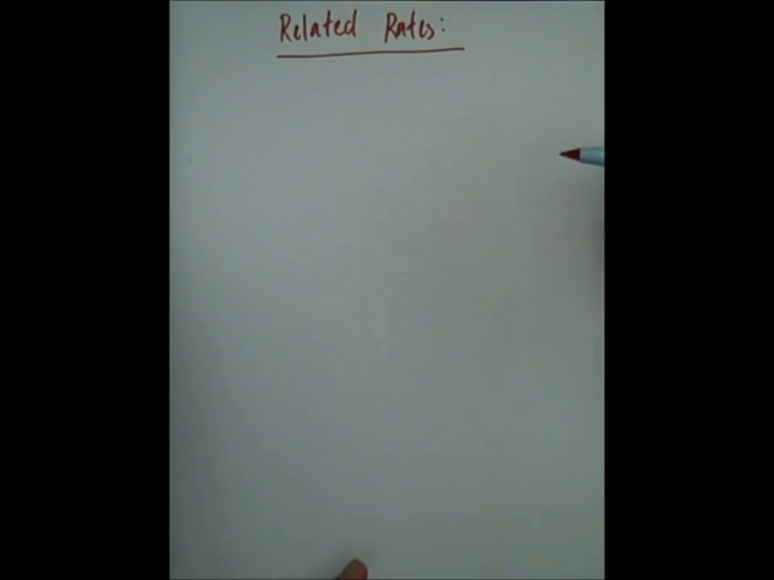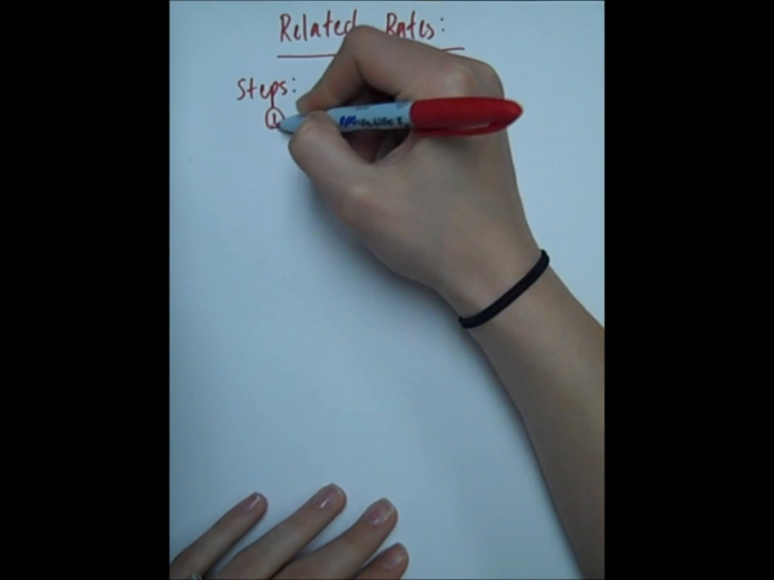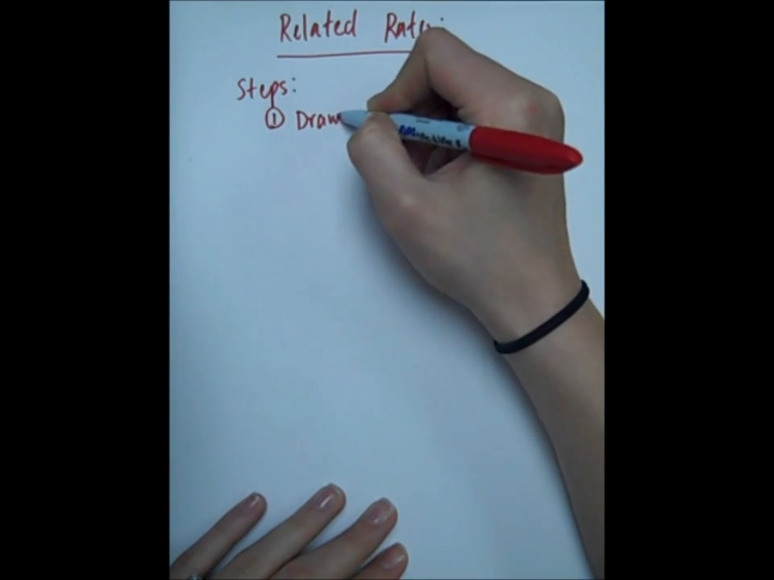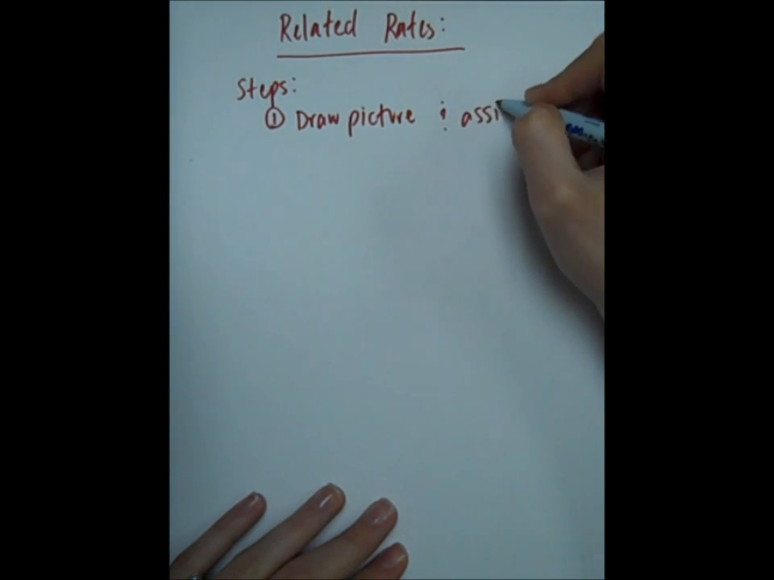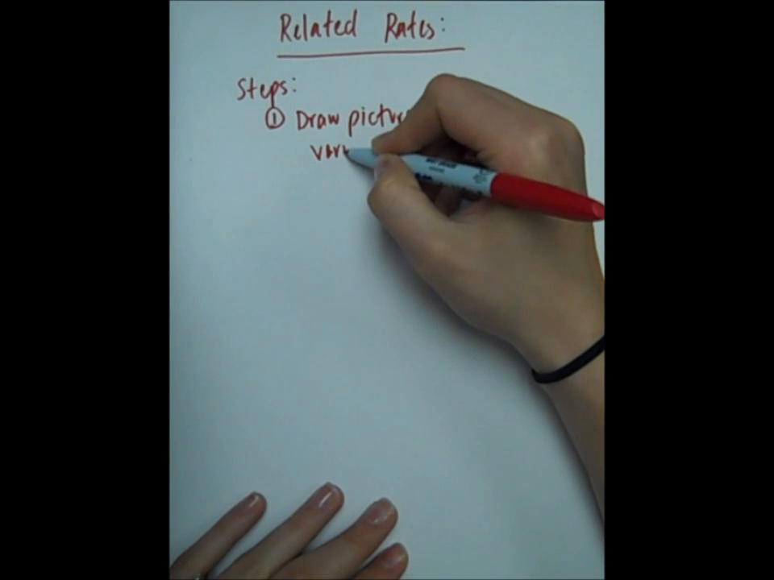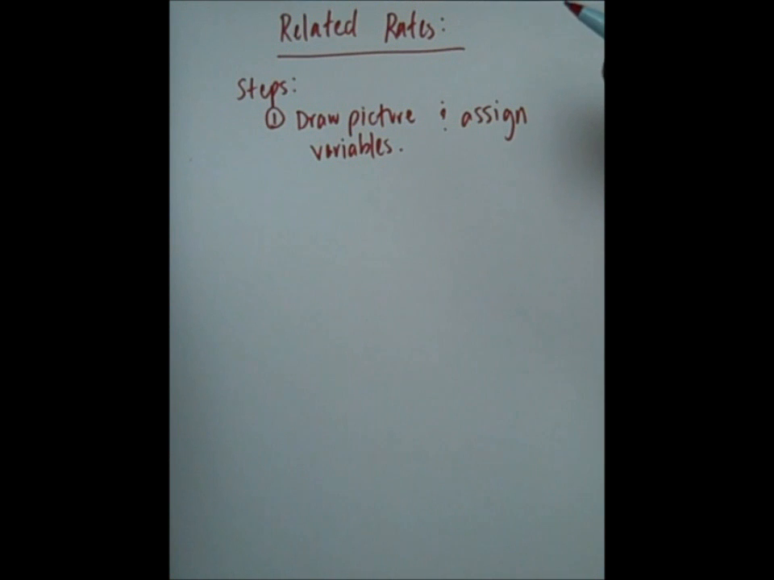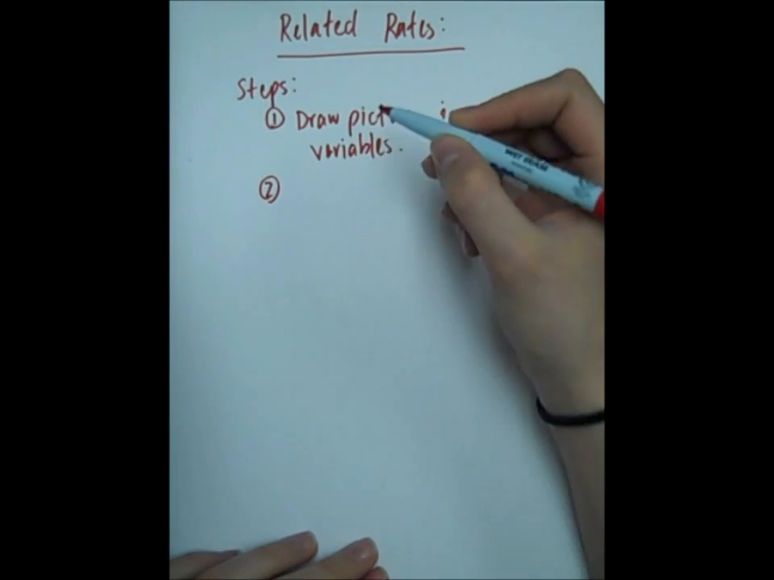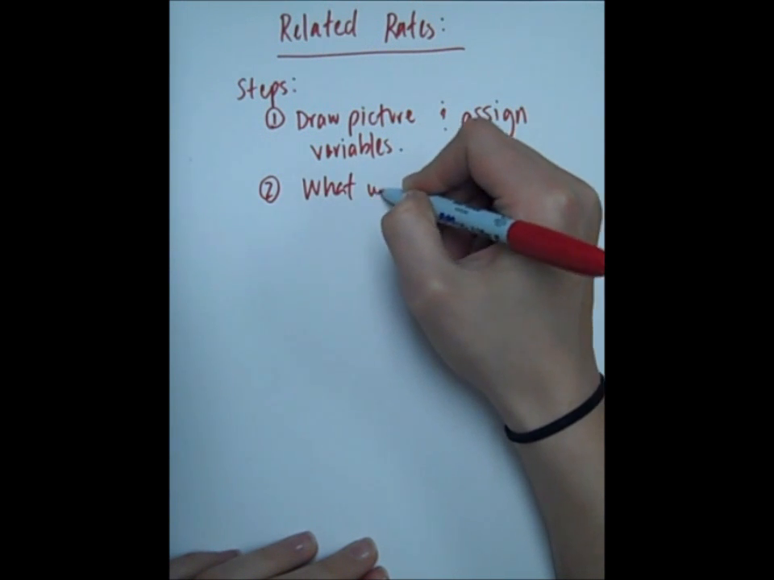picture, label all of our variables, and then find the rate that we're looking for. So the steps to take: the first thing we're going to do is draw a picture and assign variables. When we assign these variables, we're going to say in our problem what's changing, so what's varying and what's not. Anything that's varying we need to label with a variable. Then we're going to write out what we want to find.